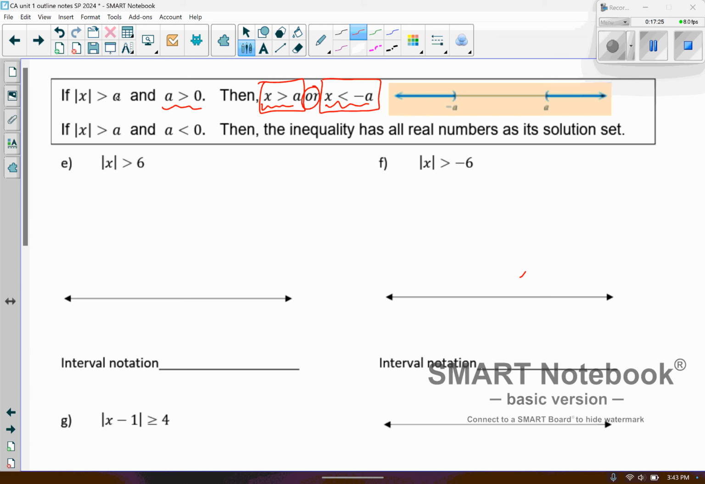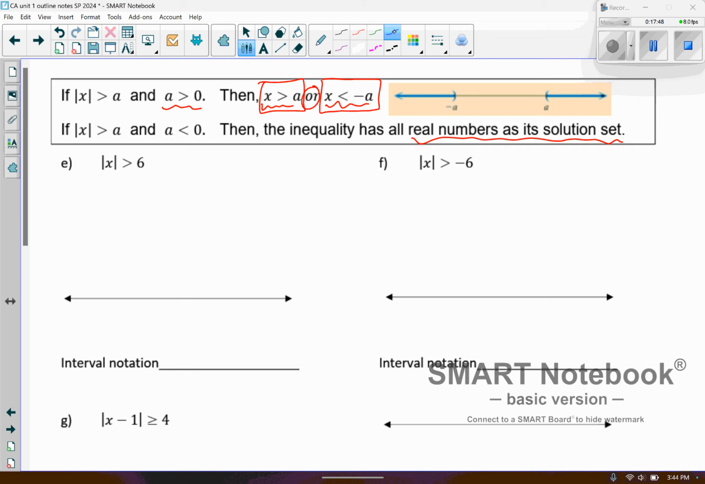Now, this is kind of an interesting case here. We haven't seen this yet. If the absolute value of x is greater than a and a is actually a negative number, if it's less than 0, then the inequality has all real numbers as its solution set. And so we'll look at an example of that in just a minute.